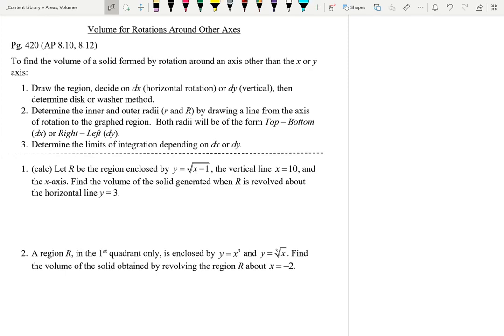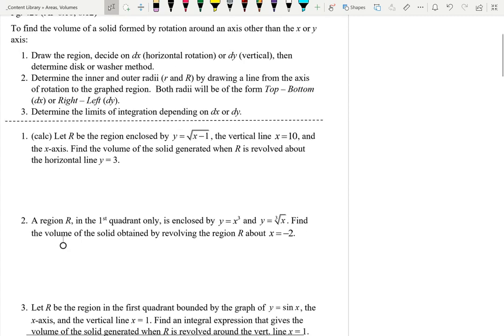All right, today we're going to be talking about volumes of rotations when we revolve around axes other than the x or the y axis. So let's just jump in with an example, and then I'll talk through the rules I have up at the top.